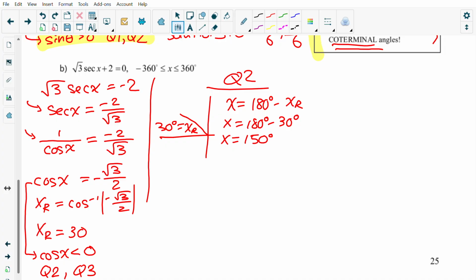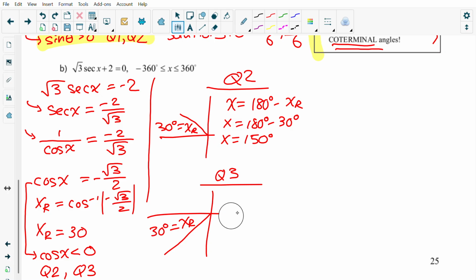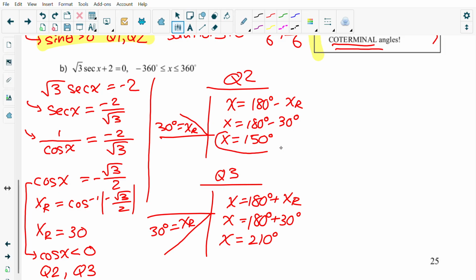Okay, and then quadrant 3, I am down here. That's a reference angle of 30 degrees. And I know in quadrant 3, angle in standard position is 180 degrees plus 30 degrees. So my angle in standard position, 180 degrees plus my reference angle. So that's 180 degrees plus 30 degrees. Angle in standard position is 210 degrees. Okay, I have one solution.